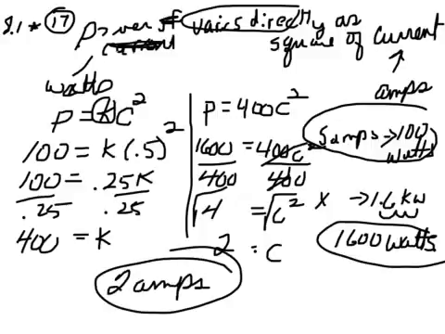So 2 amps is the answer to my question. Okay, so that's how much current it takes to generate 1.6 kilowatts or 1,600 watts of power.